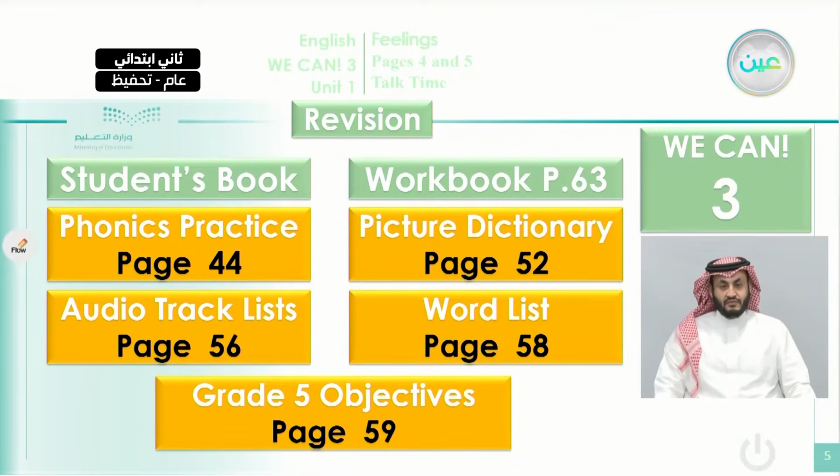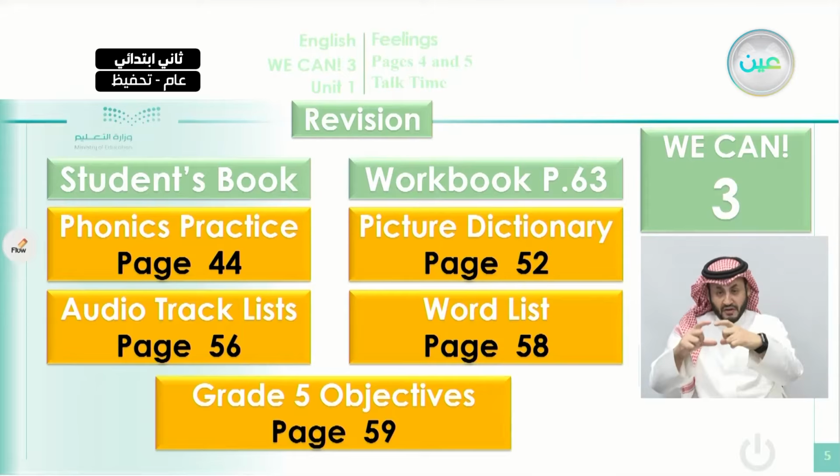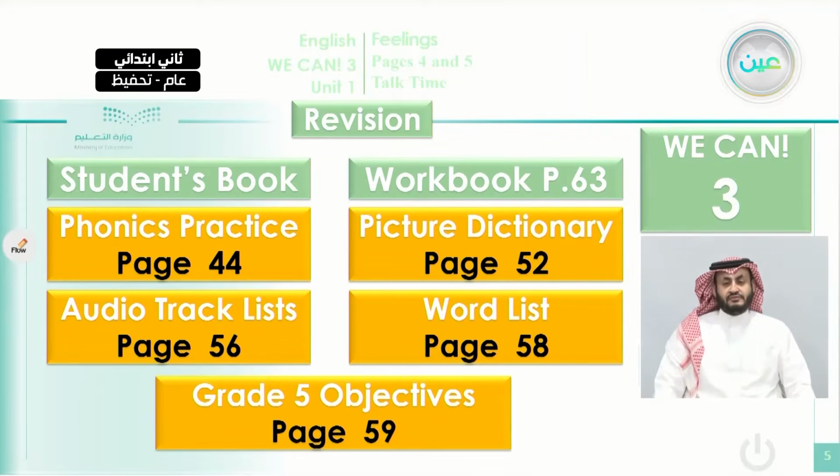Also, you have audio track list. As we said, your book is full of audios and you can listen to them. They are categorized according to the units numbers and to the lessons number. You can find that on page 56. Also, there is a list for the words that appeared in your book.